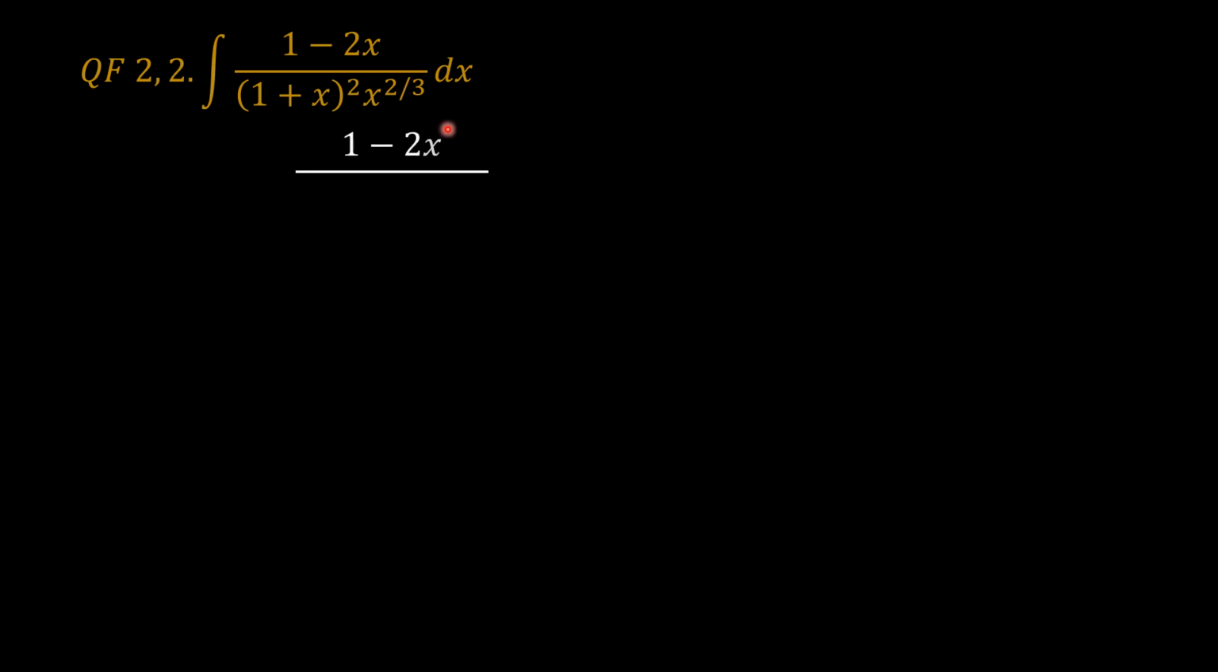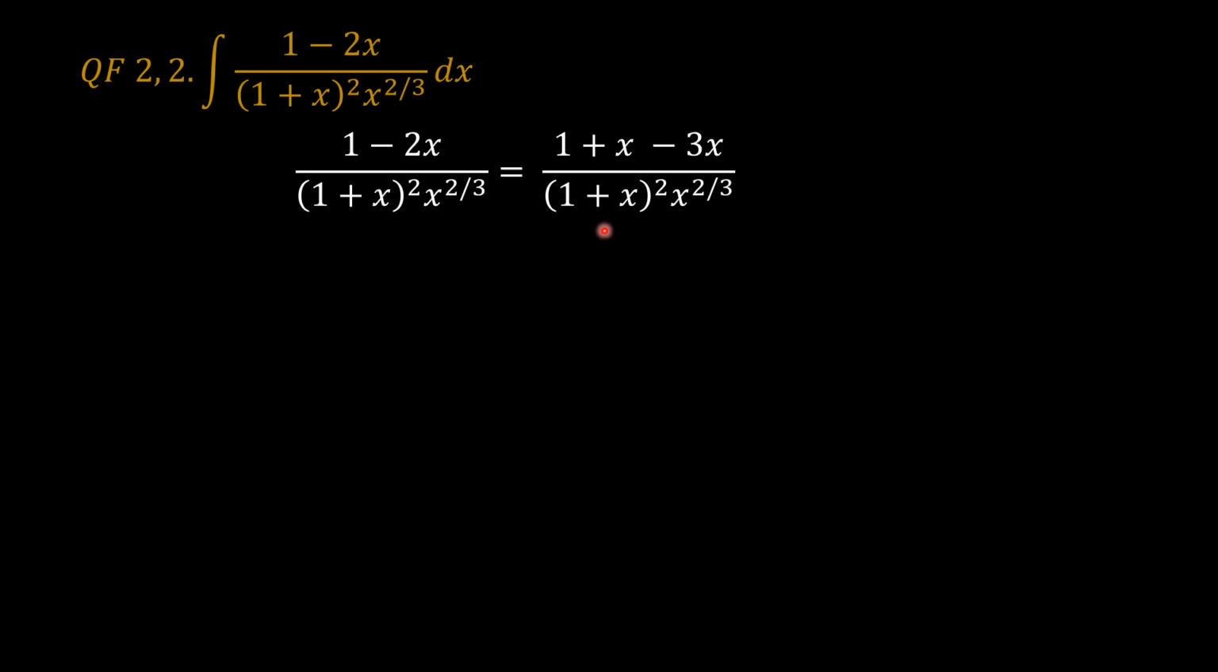Okay. So our second problem comes from quarterfinal number 2. That is problem 2, and that's the integral of 1 minus 2x over 1 plus x squared times x to the power 2 over 3. The way I would approach this is a little bit tricky. I would express the numerator as 1 plus x, and I'm trying to mimic whatever is shown in the denominator, minus 3x.